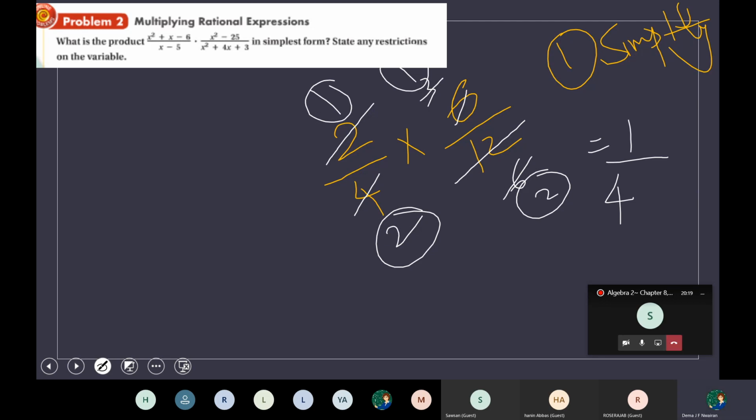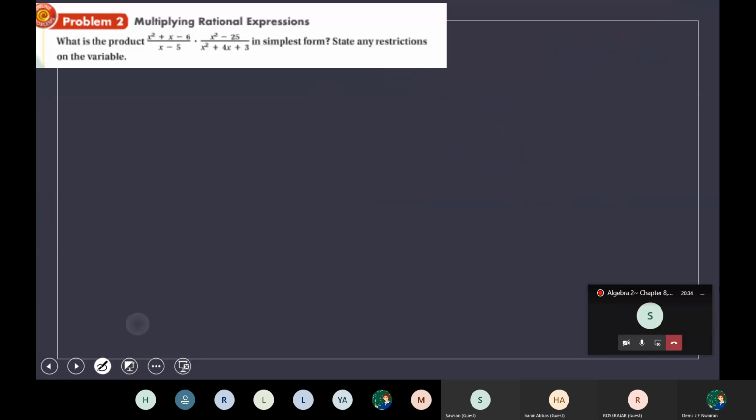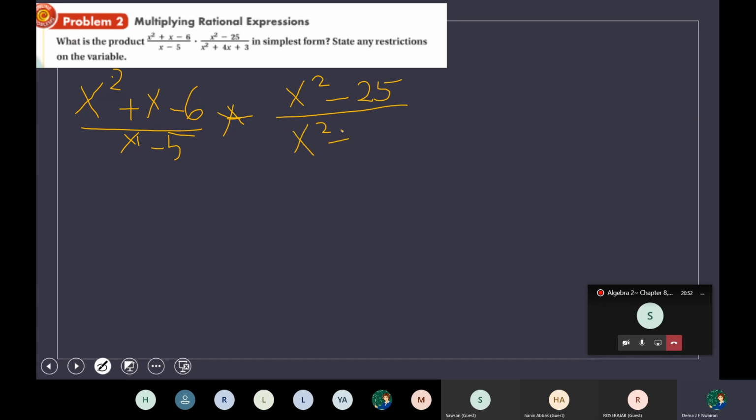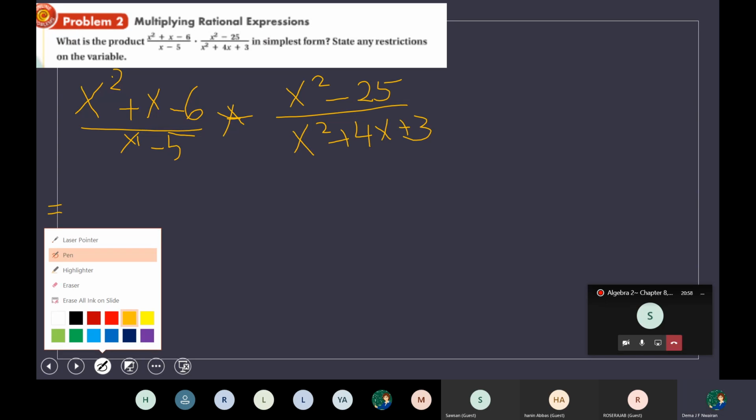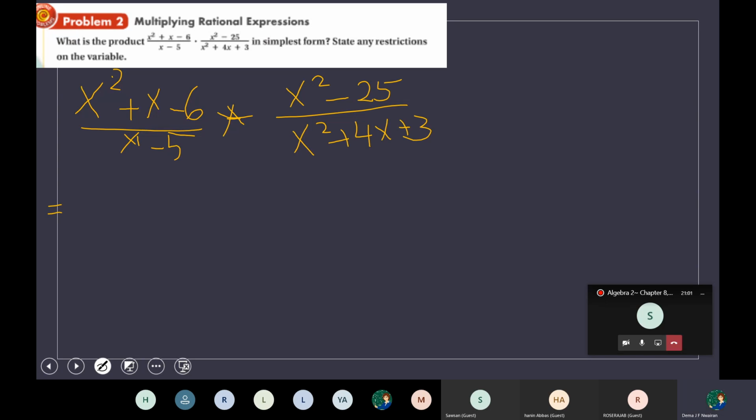As we did with fractions, we will do the same steps with rational expressions. We just factorize the numerators and the denominators, and then we simplify them. Let's see how. Let's start now. x squared plus x minus 6 over x minus 5, multiplied by x squared minus 25 over x squared plus 4x plus 3. The first step, I will factorize the numerator.